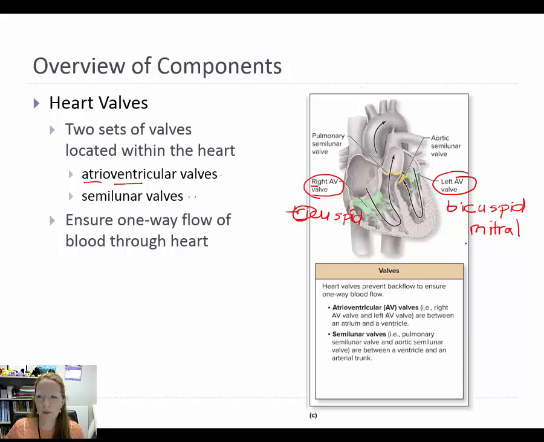So those are going to be a couple of terms that can be used for the left AV valve. Anytime that you are talking about the different valves, the AV valves, please make sure you refer to them as either tricuspid or bicuspid or mitral.